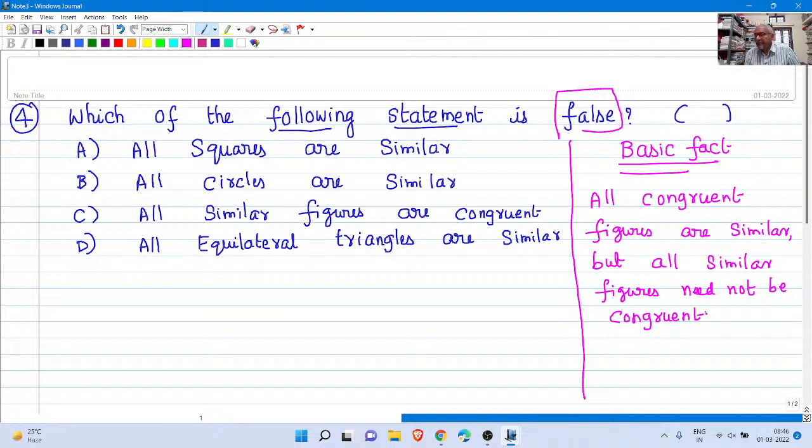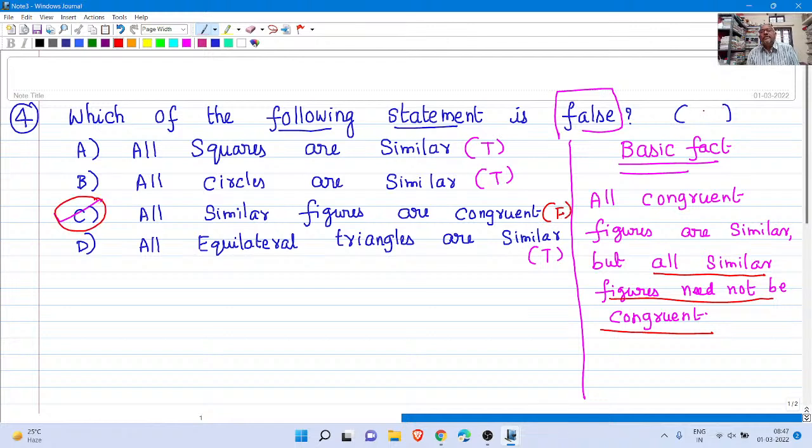So you remember this basic concept. Accordingly, we can decide. All squares are similar. This is true. All circles are similar. Yes, true. All equilateral triangles are similar, true. But by elimination also we can say C is the right option, because C is a false statement. All similar figures need not be congruent, but what is given here? All similar figures are congruent. So this is false. So our answer is C, the right option.